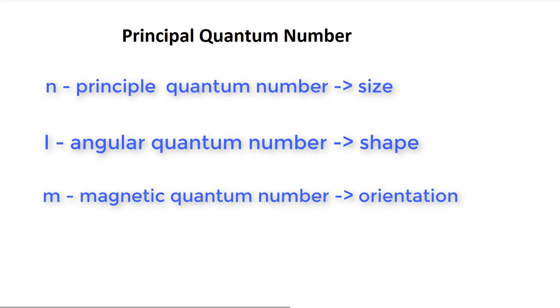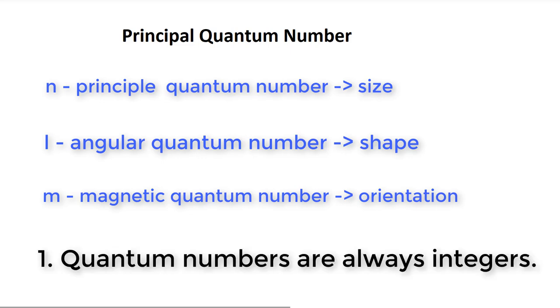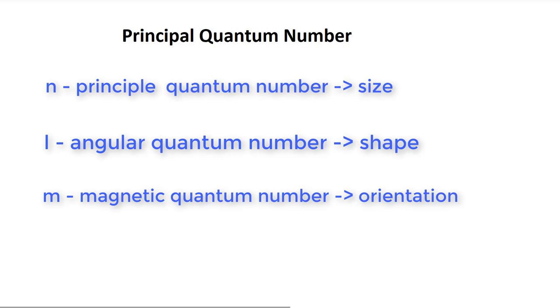You may already know what I'm about to tell you about electron configurations, but I will recap it here just to be sure. There are in fact rules governing the allowed combinations of these three quantum numbers. Firstly, as we saw already with the principal quantum number n, all three quantum numbers are always integers. They are never fractions or decimals.